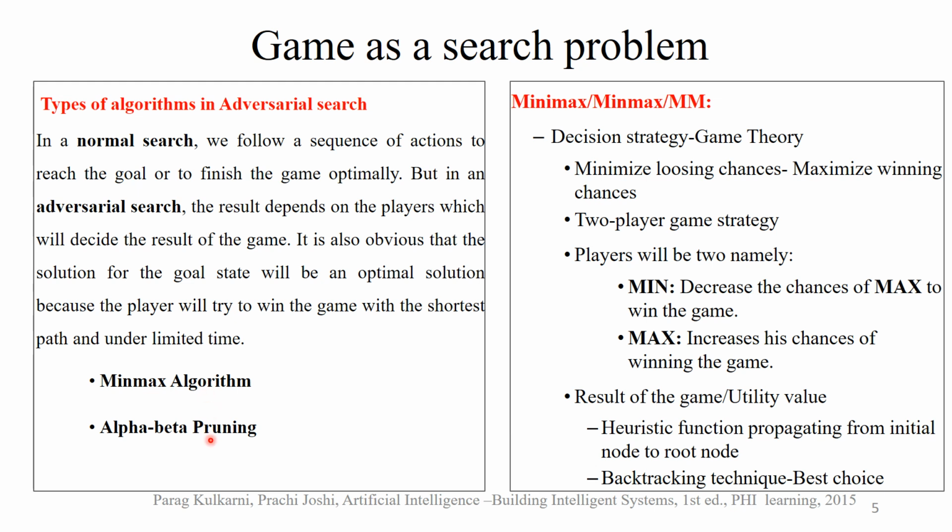These are the examples of adversarial search methods: min-max and alpha-beta pruning. Min-max is otherwise called the minimax algorithm. Here, the idea is to minimize the losing chances and maximize the winning chances, and it is a two-player game strategy. The players are Min and Max. Max will increase the chance of winning the game, whereas Min will decrease the chance of the Max player winning. The result or utility value is the heuristic function which is propagated from the initial node to the root node using the backtracking technique.